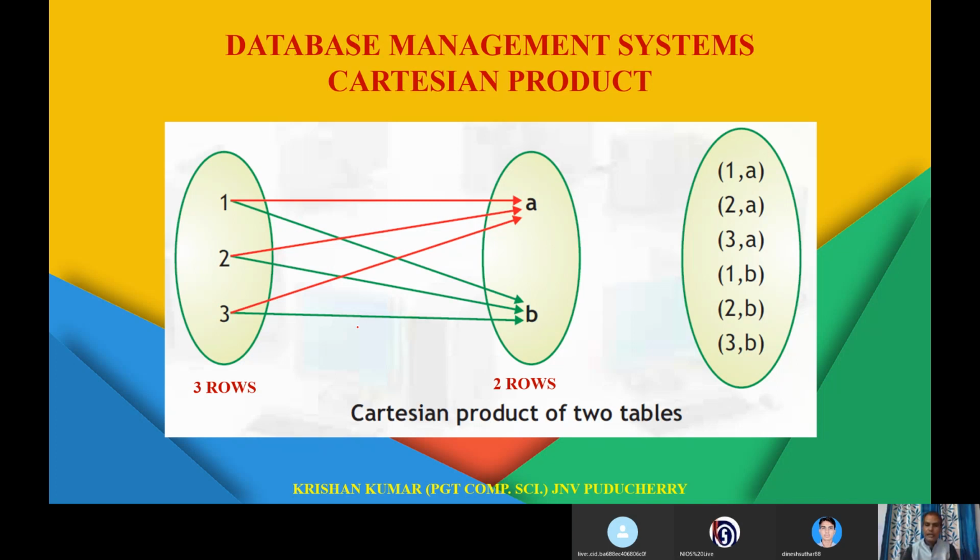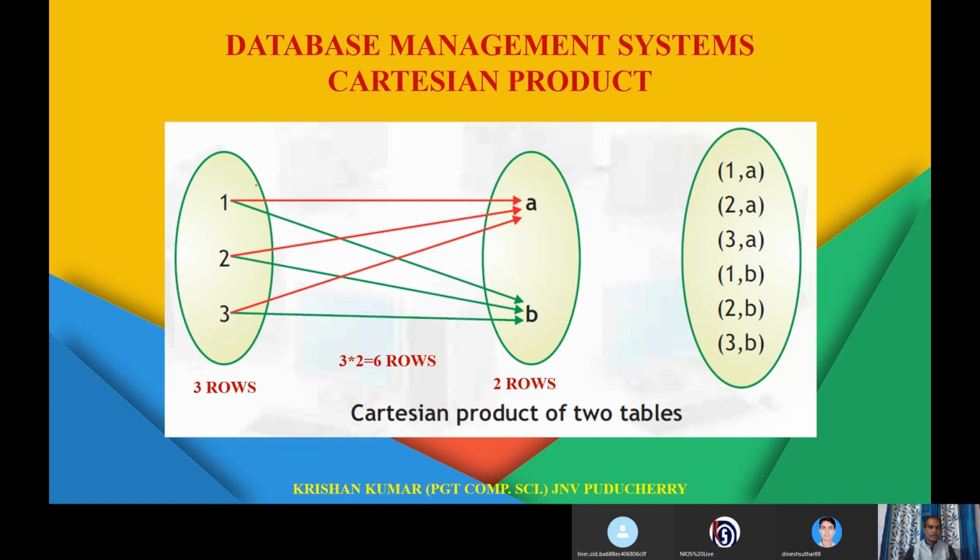Now, how to find out the Cartesian product of two tables? What to do? Very simple: the number of rows multiplied by the number of rows of the second table. So 3 multiplied by 2, and we are getting 6. 6 is nothing but the Cartesian product of two tables.